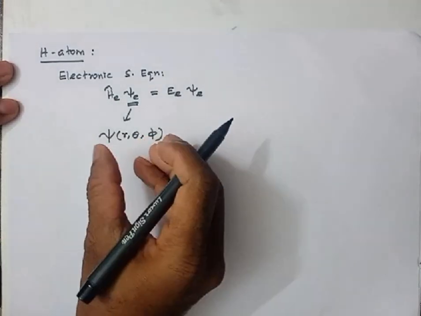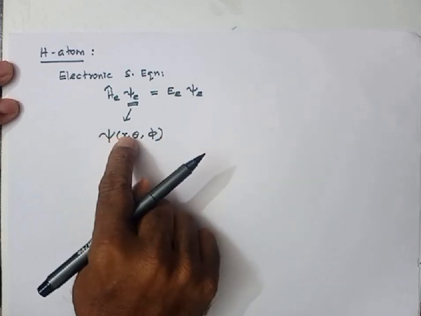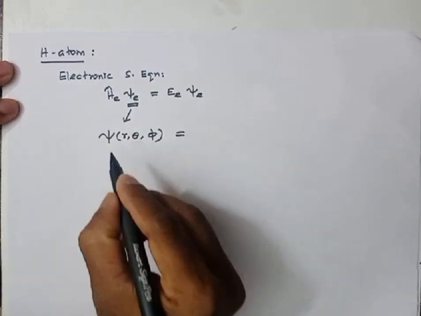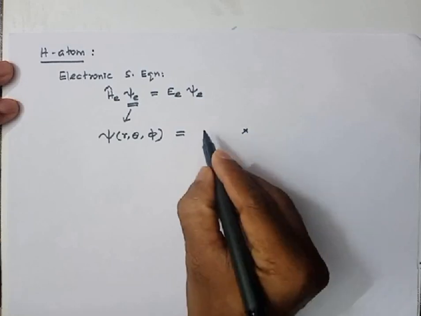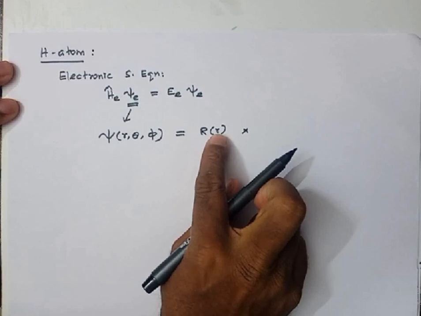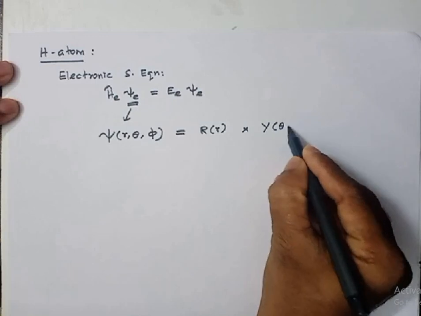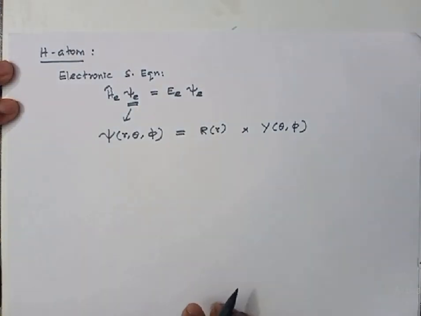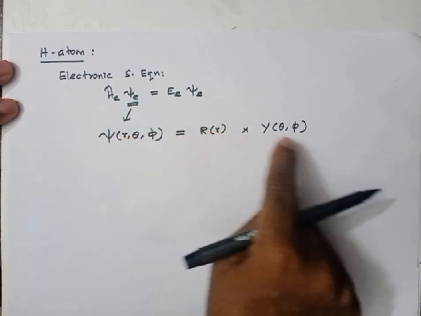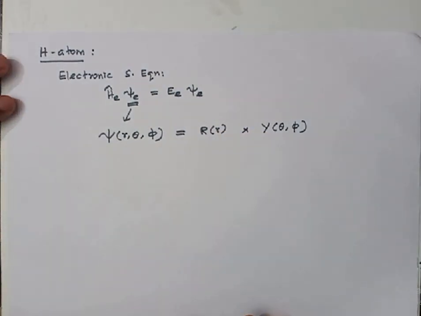We can separate this total wave function. Total means the wave function that depends on R, theta, phi is called the total wave function. I'm going to separate this total wave function into two parts. One depends on radius alone, it is called the radial part of the wave function. The other one depends on the angular part, theta and phi. So we can separate the electronic wave function into two parts, the radial part and the angular part.